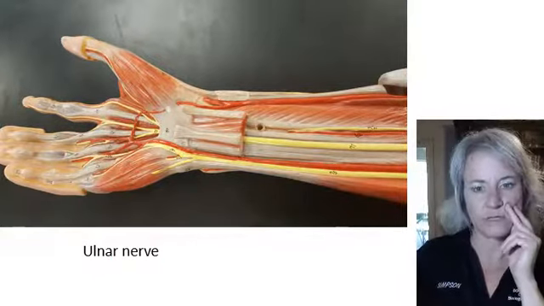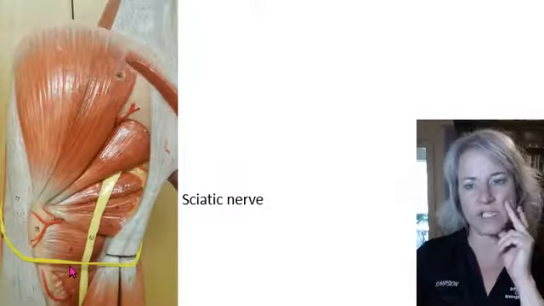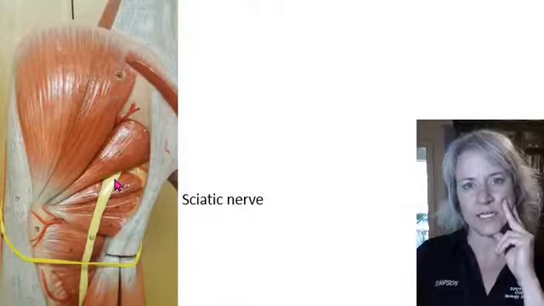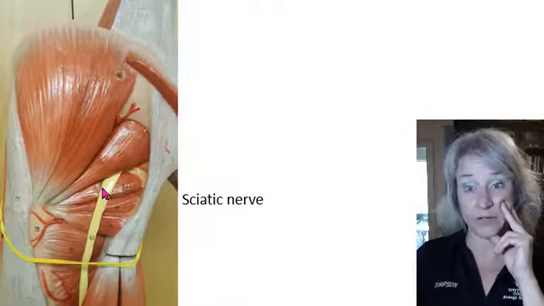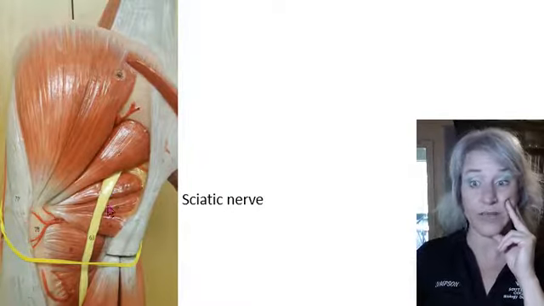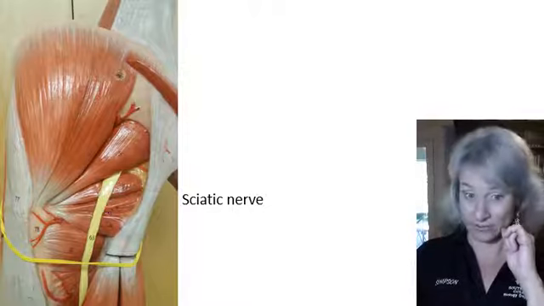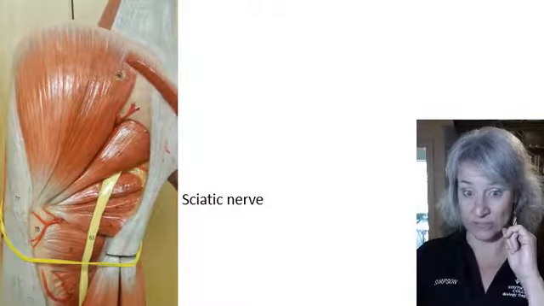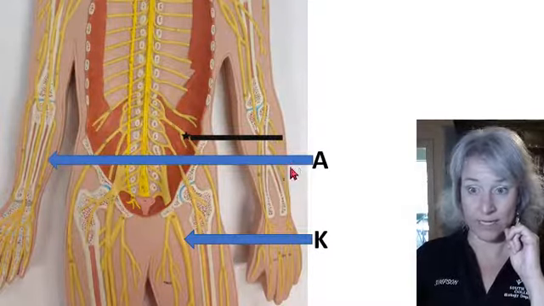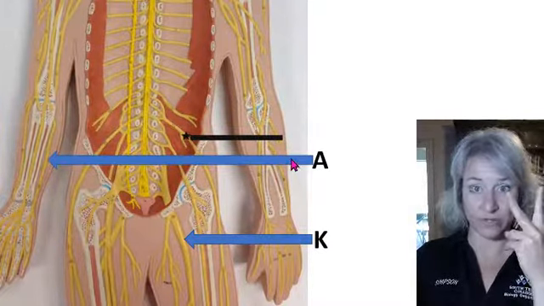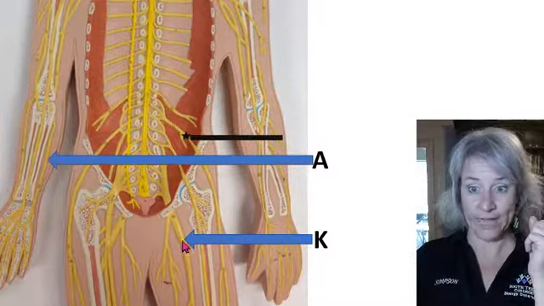And then the sciatic nerve, we already mentioned that it is the largest nerve in the body, here in the gluteal region. We do not want to accidentally hit that when we're performing a dorsal gluteal injection, an intramuscular injection. So what is the name of the nerve? Just two nerves, okay? What is the name of the nerve A? What is the name of the nerve K?